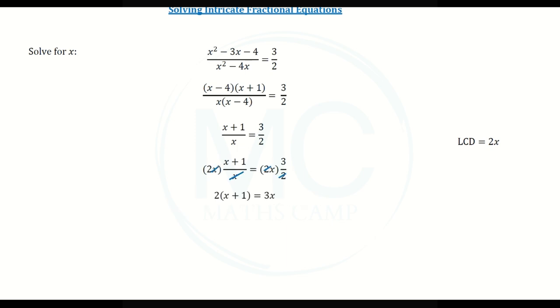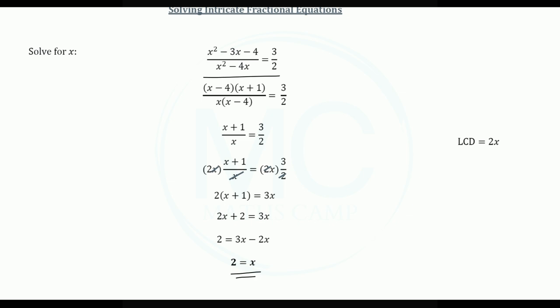And now we can expand our brackets. 2 multiplied by x is 2x. 2 multiplied by 1 is 2. So we say plus 2, which is equal to 3x. Finally, we've got a 3x and a 2x. So on this side, 3 minus 2 leaves us with 1x, which is simply x. And on this side, we have 2. So, in order to make this equation true, x will be equal to 2.